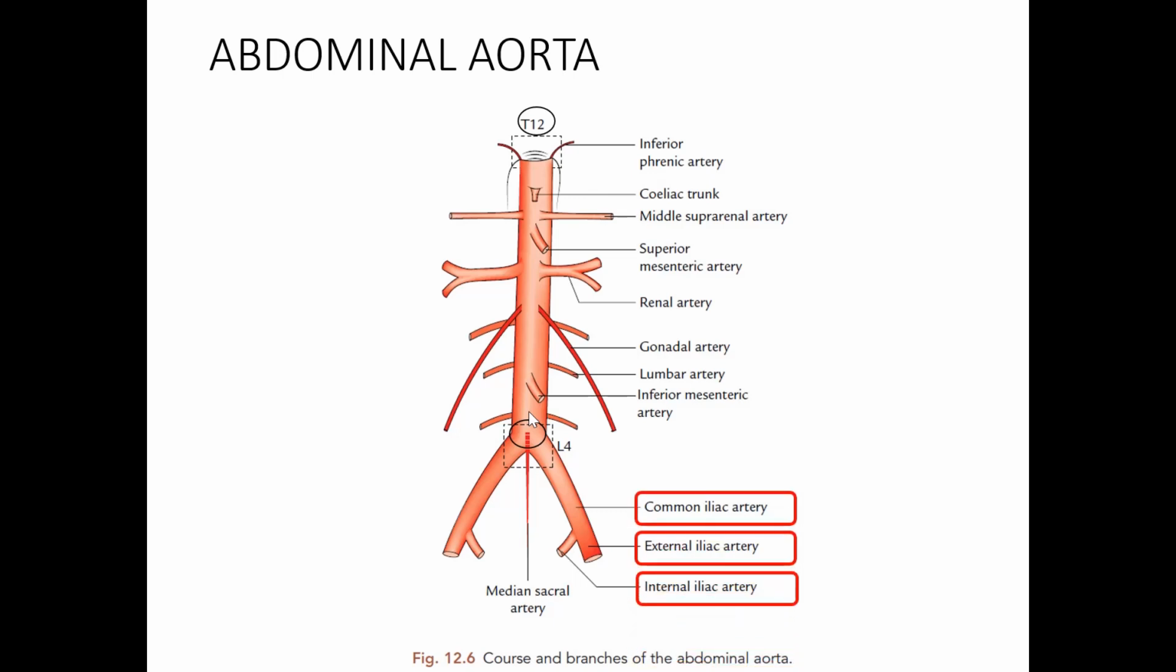Further, this common iliac artery divides into the external iliac artery and the internal iliac artery. So you can make out the right and the left common iliac, and the external and the internal iliac arteries are present here. Okay. So in this video, we will see the names of the branches of the abdominal aorta. The branches of the abdominal aorta are categorized into two groups. One is called the paired branches. The other one is called the unpaired branches. Okay. So first we will see the unpaired branches of the abdominal aorta.